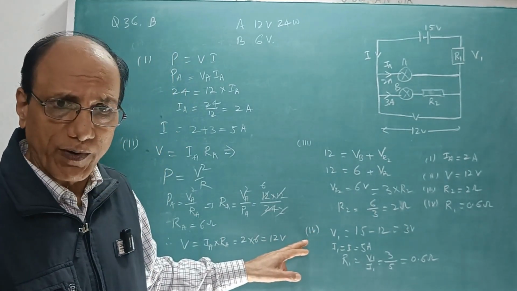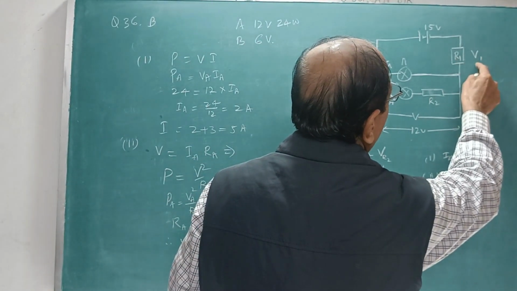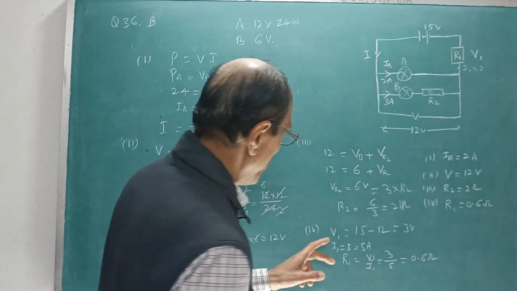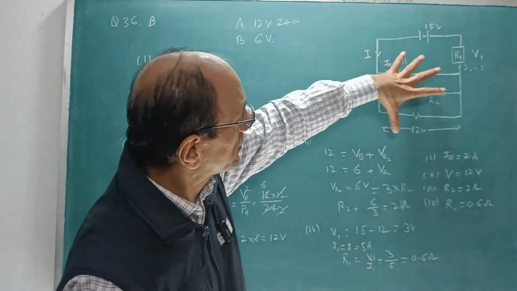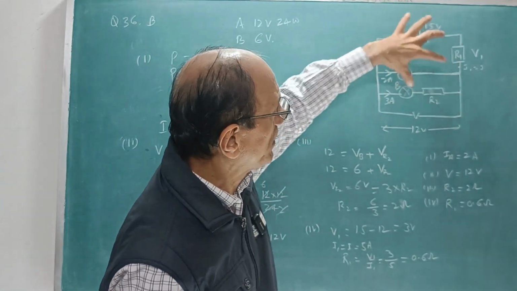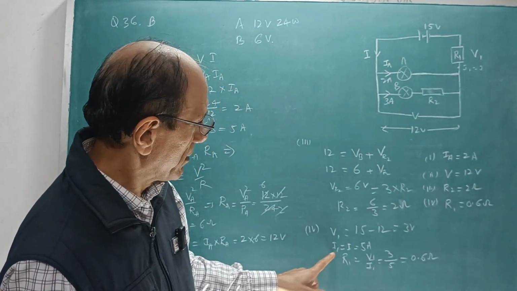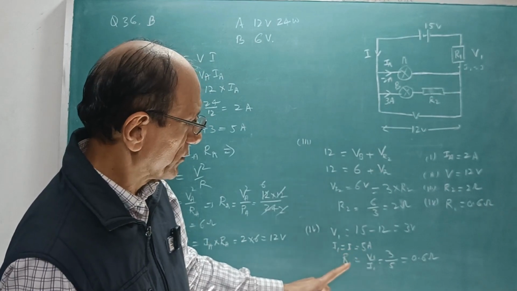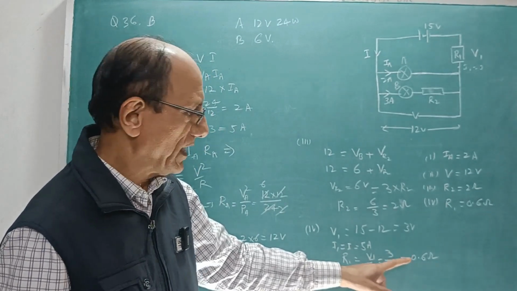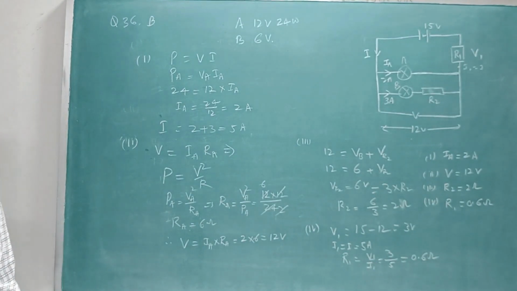And finally the fourth part is find the value of R1. The value of R1 will be equal to V1 by I1. Here I1 is equal to I. This voltage plus this voltage is equal to 15, so V1 is equal to 15 minus this 12, so that is 3 volt. I1 is equal to I, that is 5 ampere. So R1 is equal to V1 by I1, that is 3 upon 5, that is 0.6 ohm. So this is all about this question.